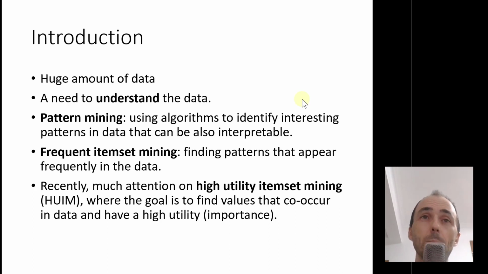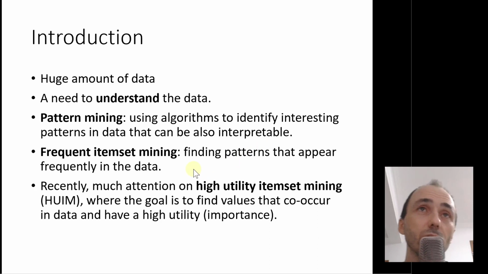information in the data. So there's a field in data mining called pattern mining, where we use algorithms to search for patterns in the data that look interesting and will give us some insights about the data. These patterns we want to find can also be interpretable. That means easy to understand by humans.